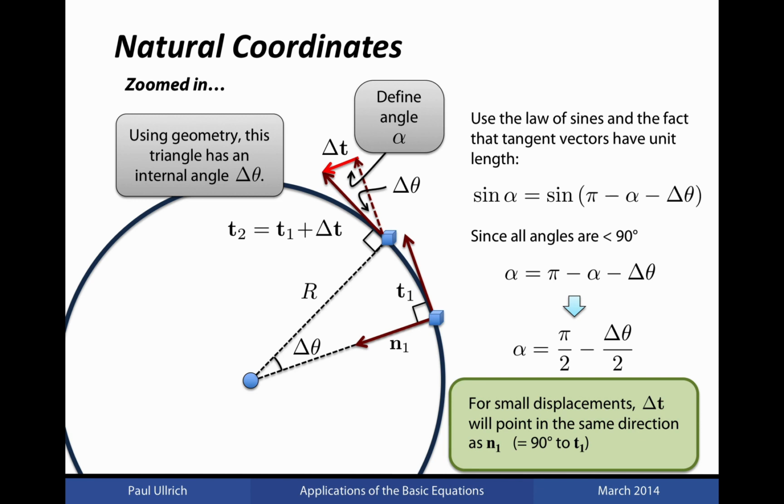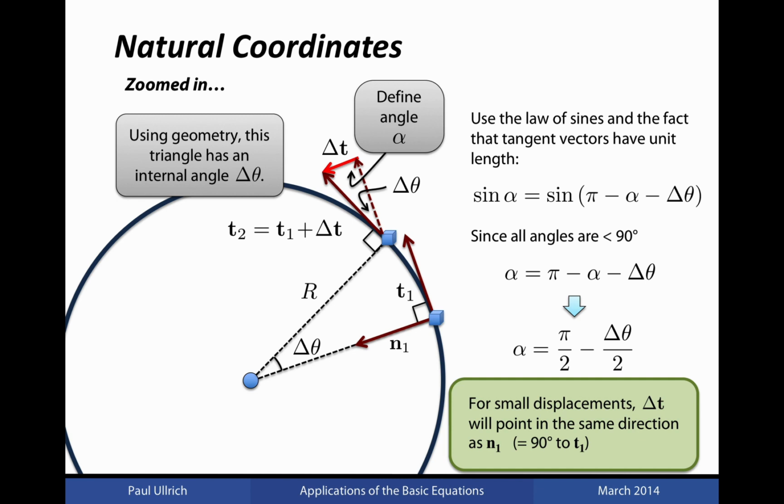Okay, now let's just use some simple triangle geometry here. We're going to define this angle alpha as the angle between the vector t1 and the vector delta t. By simple triangle geometry, we also know that the internal angle between t1 and t2 within this triangle is simply given by delta theta, again the angle subtended because of the fluid parcel motion. I leave it as an exercise to the viewer to understand that this is the case.